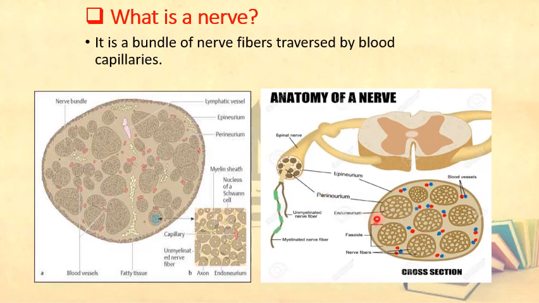For the label, you have to know this structure, and please mention the layers: epineurium, perineurium, and what else? Endoneurium. So I want you to know that each circle is a nerve bundle. It consists of a group of nerve fibers, and we have connective tissue, blood capillaries, and myelin sheath. And what else? This is all the labeling that I need.